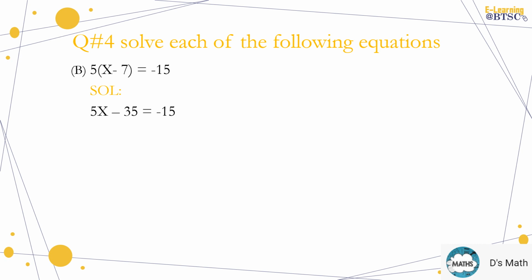First step is, as we know that we have a bracket, we will open the bracket. How can we open the bracket? We have to multiply 5 with both the numbers inside the bracket. First we multiply 5 with x, we have the answer 5x. Then we multiply 5 with 7, we have the answer 35. And minus 15 will be as it is.